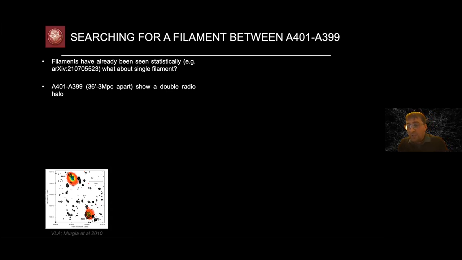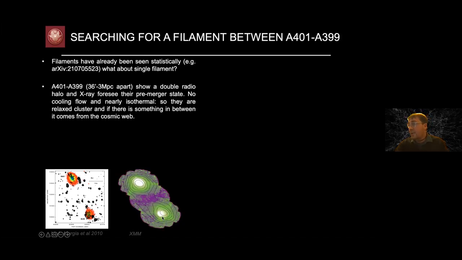They were already observed with the VLA and already shown a radio halo in each of them, a double radio halo in this pair. In addition, they were observed with XMM in X-ray, and they have been studied and seen to have no cooling flow, nearly isothermal. Basically, they are well-behaved clusters, which makes us think that they are in the pre-merging phase. So they never really merged with each other. This is the ideal laboratory sample, because we can test the existence of filamentary structure between them being in a pre-merging state.